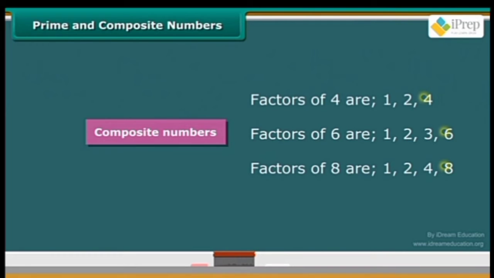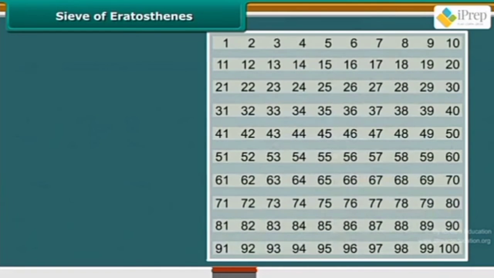2 is the smallest prime number. It is also the only even prime number. All other prime numbers are odd. Find the prime numbers from 1 to 100 using a method given by a Greek mathematician called Eratosthenes.